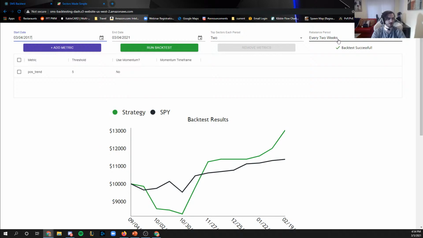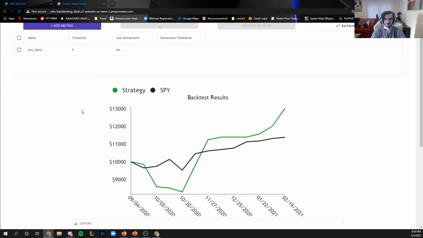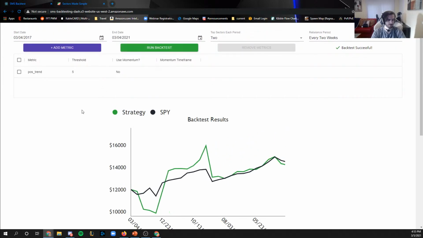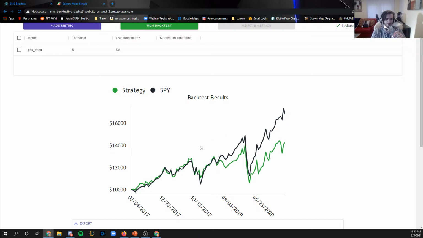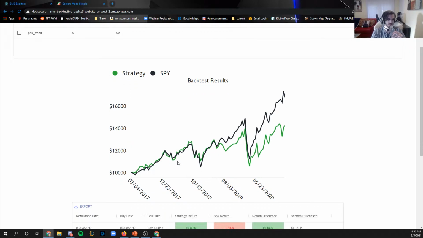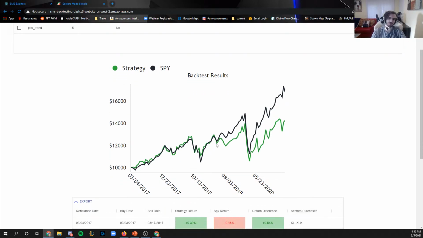Rebalancing, so investing every other week. It's going to take a minute. There you go. So that's how that strategy would have done. We see that it used to do about the same as the market, but since COVID, the market has steadily outperformed that strategy.